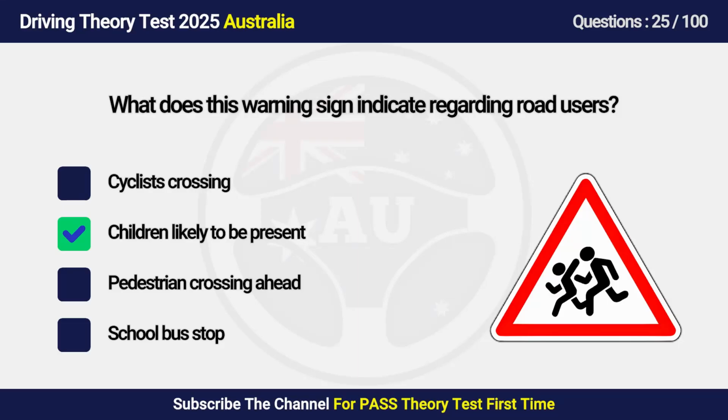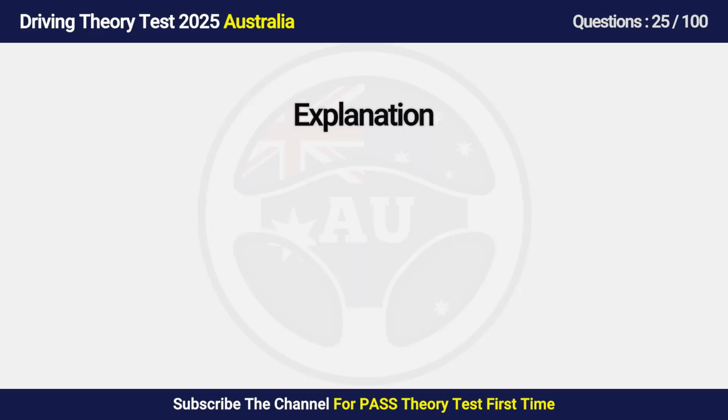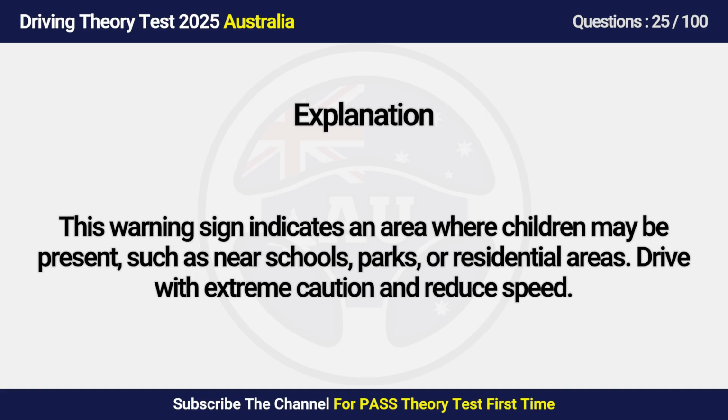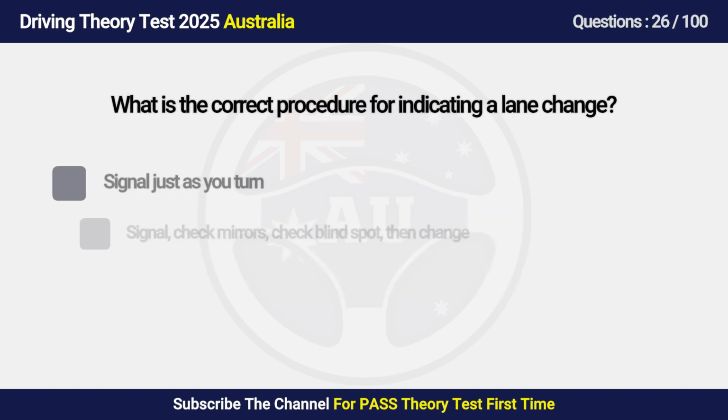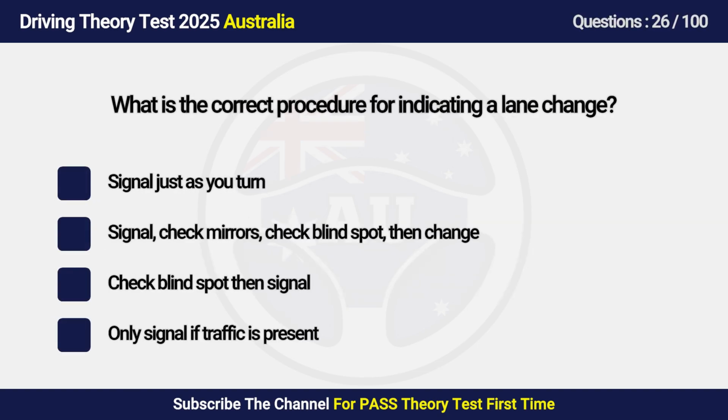Answer is B. Children likely to be present. This warning sign indicates an area where children may be present, such as near schools, parks, or residential areas. Drive with extreme caution and reduce speed. Question 26. What is the correct procedure for indicating a lane change?